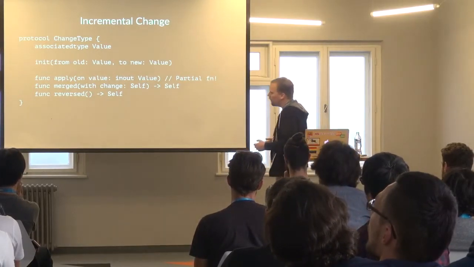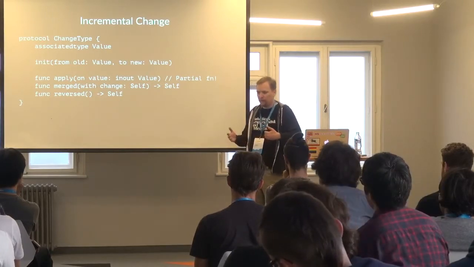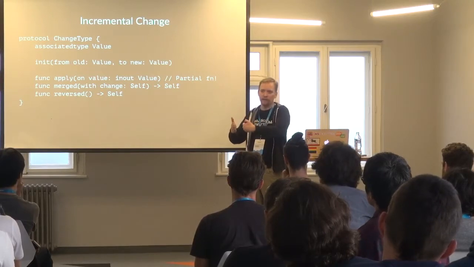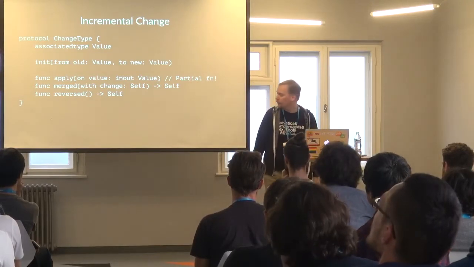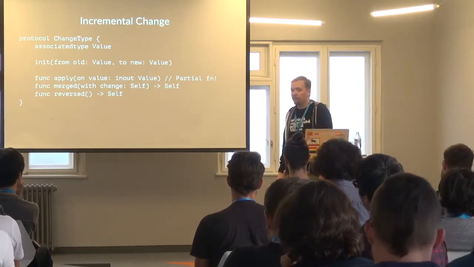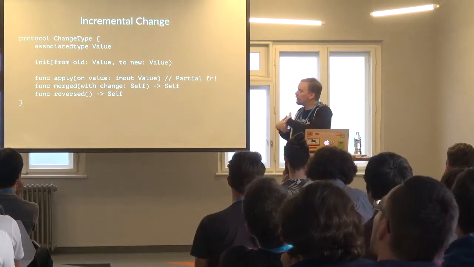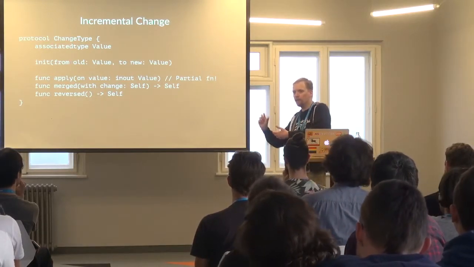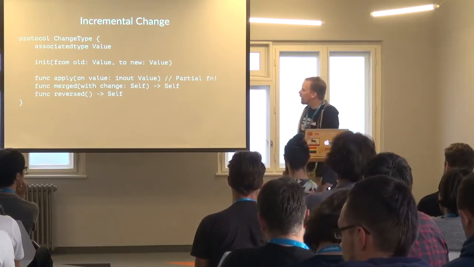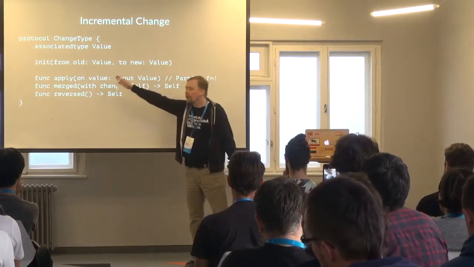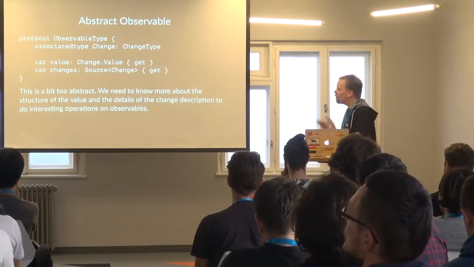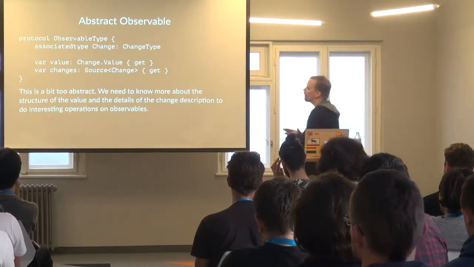But let's move on. The next thing we might want to do is, if we have two changes, we might want to merge them together into a single change, collapsing their contents. And just for fun, we should also be able to reverse the change. That is, without any external information, we should be able to flip the sign around and get a change that goes from the new value to the old one.